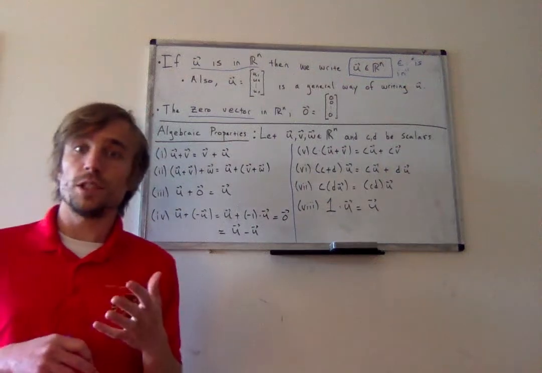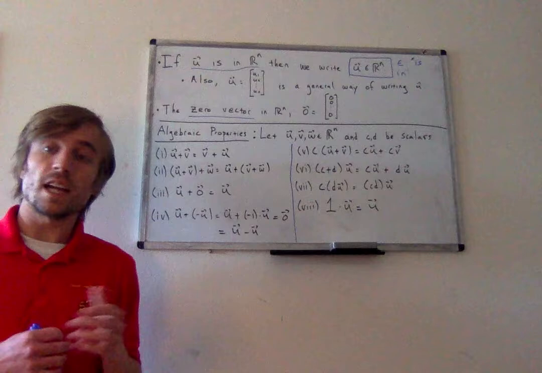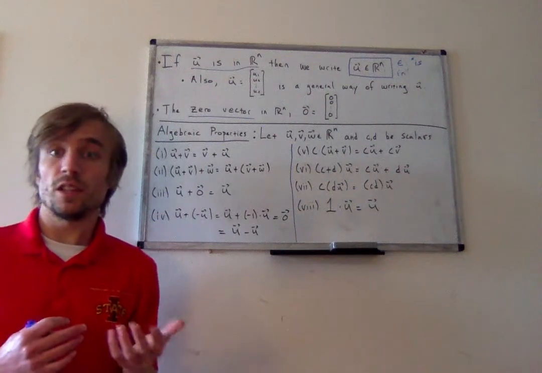Number 3, anything plus the 0 vector is always just equal to itself. Again, mirrors exactly. Whenever I'm adding 0 to anything, I should get that thing back.